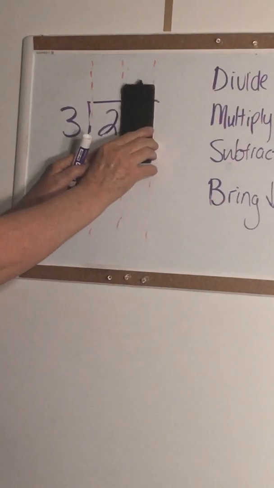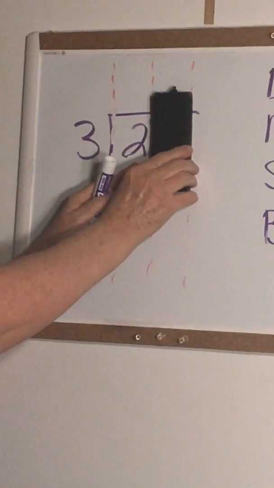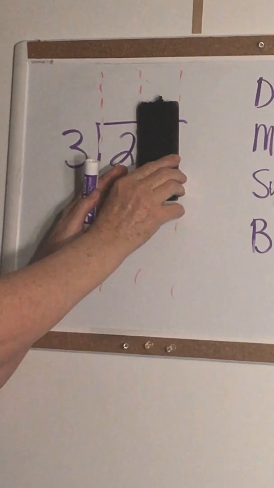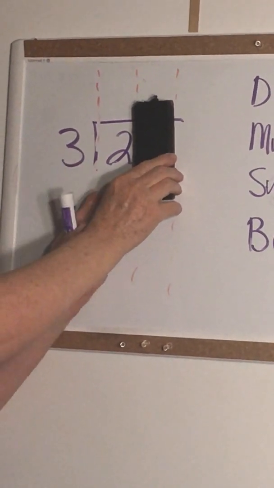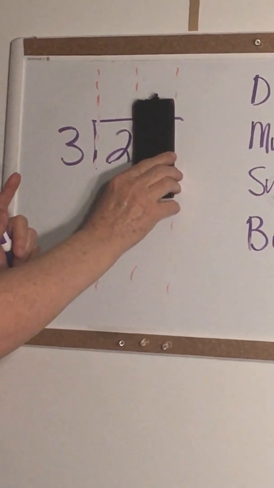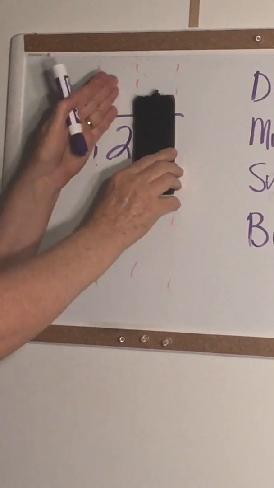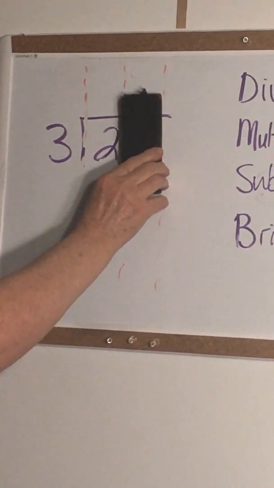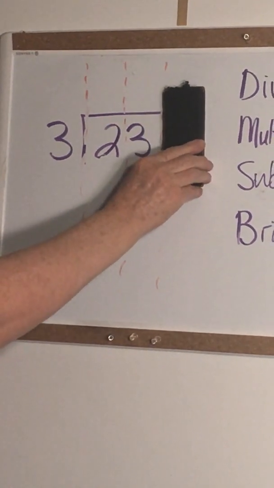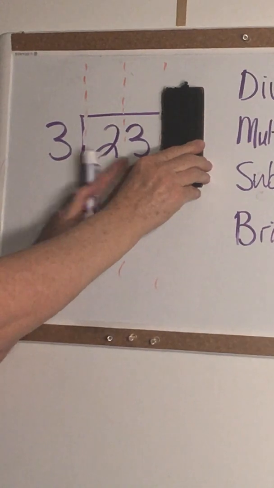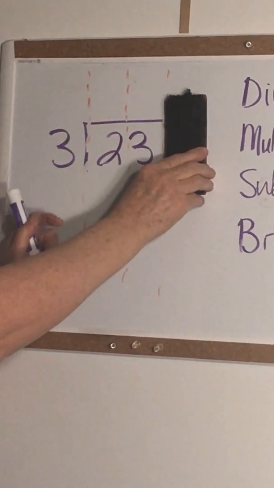Is this number equal to 3 or larger? Is 2 the same number as 3 or larger than 3? No, it's not. This is different. We can't use this column. We have to go to the next column. And we say the whole number now, 23 divided by 3.